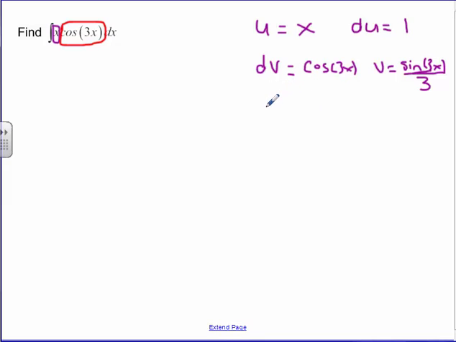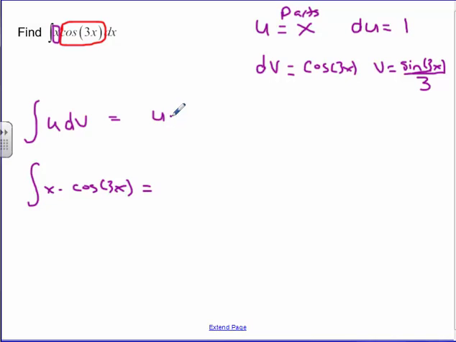Well, now I have my pieces, hence the term integration by parts. There are now 4 pieces that I have here: a u, a du, a dv, and a v. And so now I can apply my formula. If I want to antiderive u by dv, which is x by cos 3x, what is that equal to? Well, it's equal to u times v minus the antiderivative of v times du. So let's start plugging in pieces.